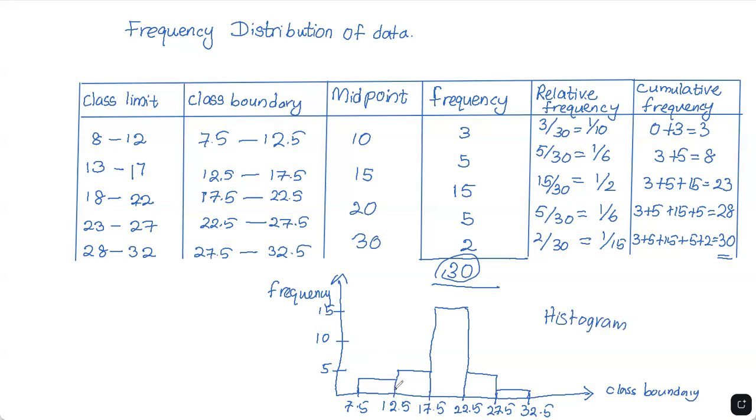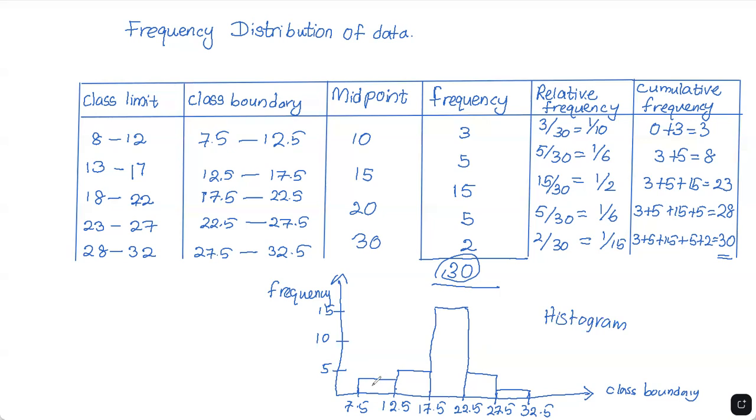As you can see, there are no gaps between these bars, right? No gaps because I use the class boundary. To construct the histogram, please use class boundary, then you won't have gaps between these bars. So as you can see, this is the histogram.